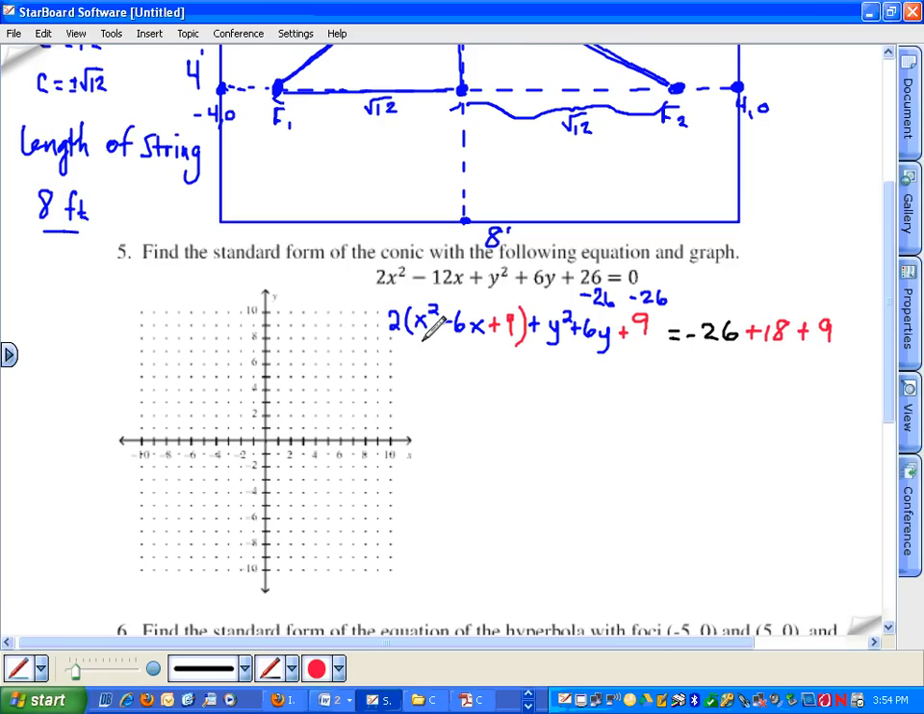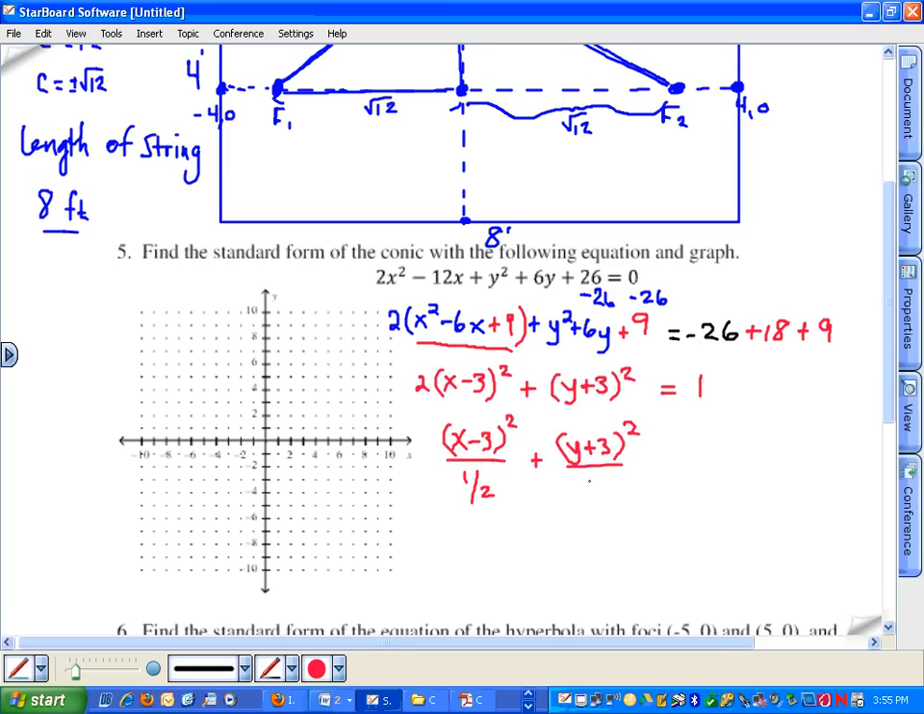Now, if we take a look, x squared minus 6x plus 9 factors into x minus 3 squared. And then y squared plus 6y plus 9 factors into y plus 3 squared. That's equal to 1. Now multiplying by 2 is the same as dividing by 1/2. So I'm going to change this to x minus 3 squared divided by 1/2 plus y plus 3 squared over 1 is equal to 1.